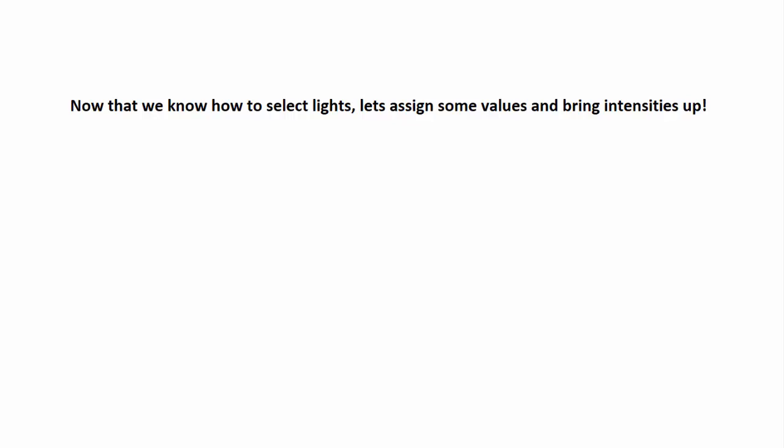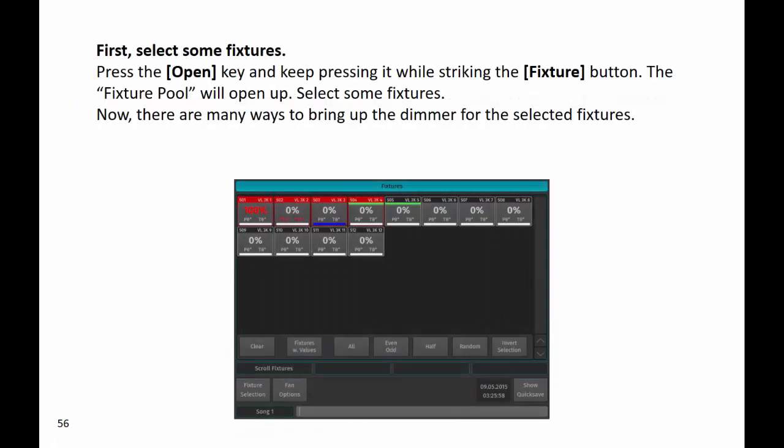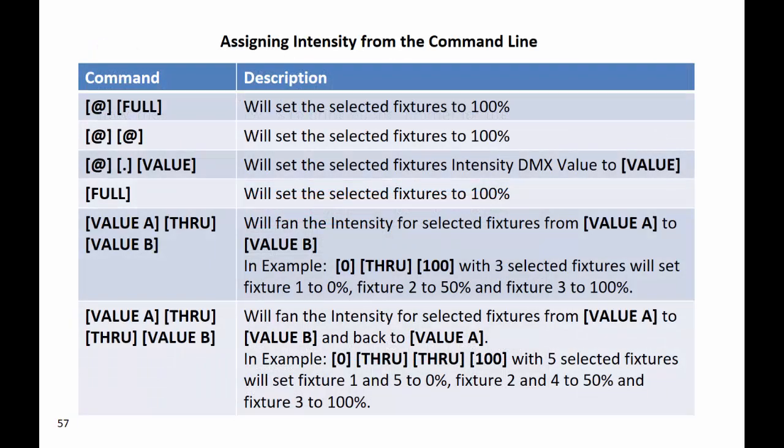So now that we know how to select lights, let's assign some values and bring intensities up. So once we have fixtures selected, then we'll start looking at commands for applying intensity. So at full, we'll set the selected fixtures to 100%. At we'll set the selected fixtures to 100%.